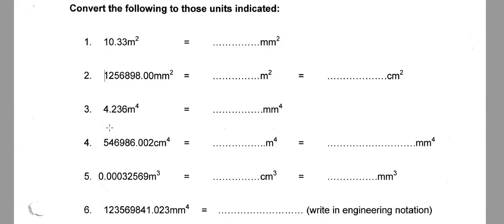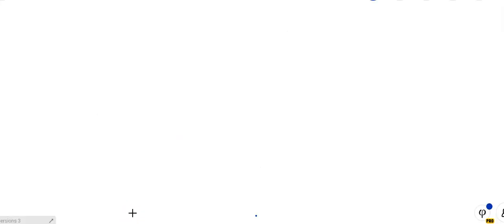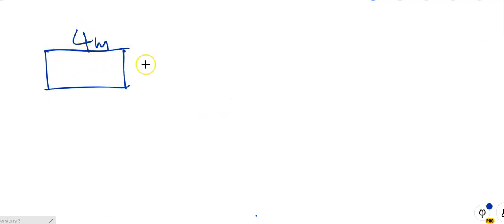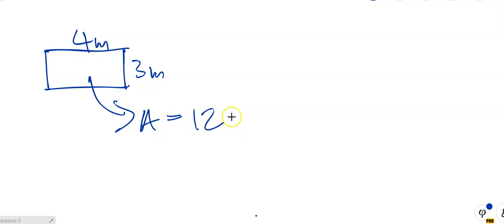Now what is millimeter to the fourth? People, if we have a straight dimension, we measure it in so many meters or centimeters or millimeters. If we're measuring the floor of a rectangular room, that's 4 meters and that's 3 meters, and the area there is 4 times 3, which is 12 square meters. So that's area.